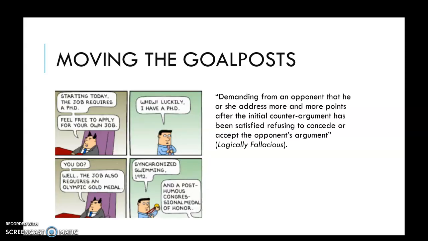Moving the goalposts is a kind of fallacy in which the opponent requires increasingly more difficult to satisfy counterarguments. So if your boss says you need a PhD for the job and you say you have one, and then they say you need an Olympic gold medal and you say you have one, and then they say you need a posthumous Medal of Honor, that's an example of moving the goalposts.